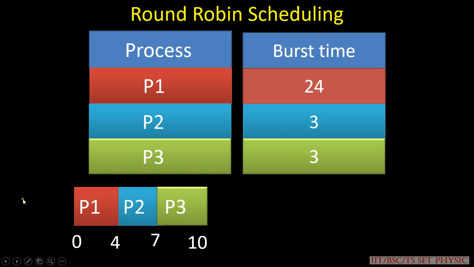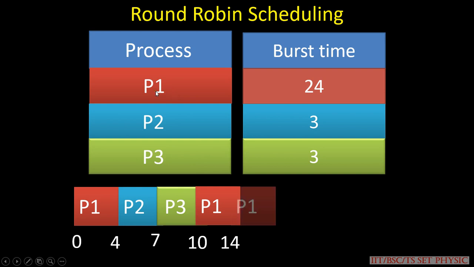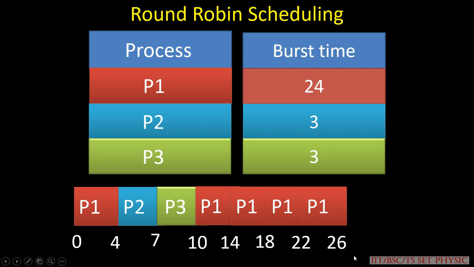Then P1 started again, meaning one cycle is completed and it starts again. The quantum is nothing but a pack of milliseconds; in this example, 4 milliseconds is the quantum. P1 started, 10 plus 4 is 14. It checks the next positions, but those processes are already completed, so only P1 remains. The next pack continues: 14 to 18, then 18 to 22, then 22 to 26, and then 26 plus 4, the value is 30.